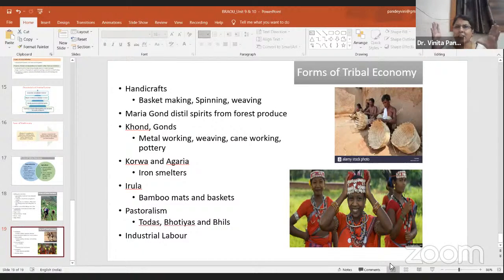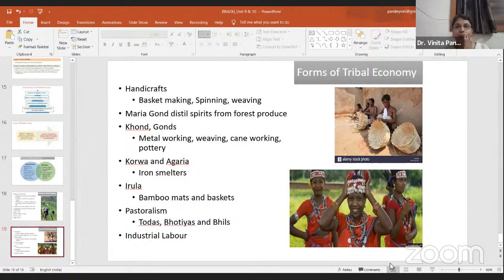And a significant chunk of tribal population today, apart from agriculture, is also involved in industrial labor, especially in areas where factories and industries have come up, where corporates, like when Tata's initially started their adventure, they selected Jamshedpur. Jamshedpur was very well known for its natural resources of iron and steel ores. So many tribal communities also involved themselves in industrial labor work.